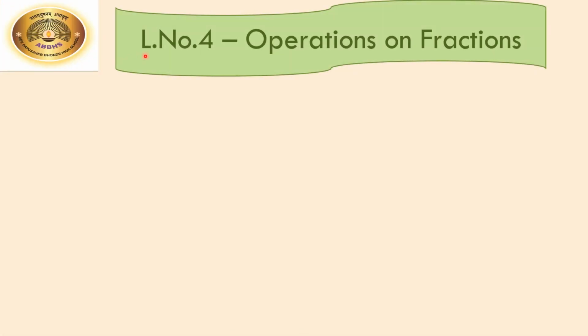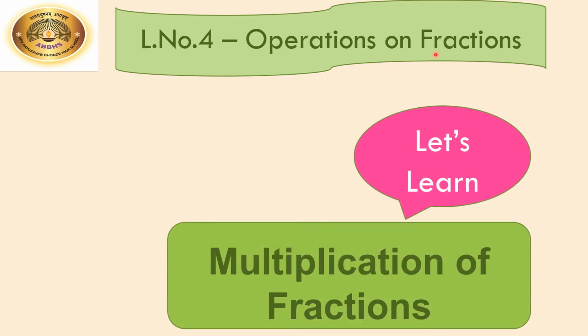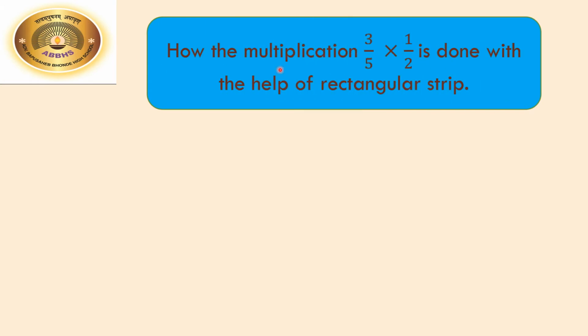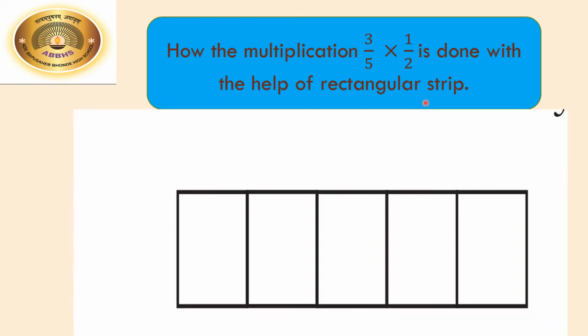Let's continue with lesson number 4, Operations on Fractions. Let's learn multiplication of fractions. How the multiplication 3 upon 5 multiplied by 1 upon 2 is done with the help of a rectangular strip. This is a rectangular strip and it is divided into 5 equal parts.